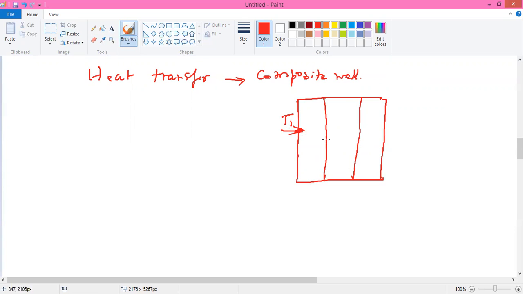So next, the T2 point becomes less than T1. So that is T2, and that becomes the temperature. So T1 and T2 form element 1, and T2 and T3 form element 2, and T3 and T4 form element 3. So the temperature is shown like this. This is the first element, this is the second element, and there is a third element.